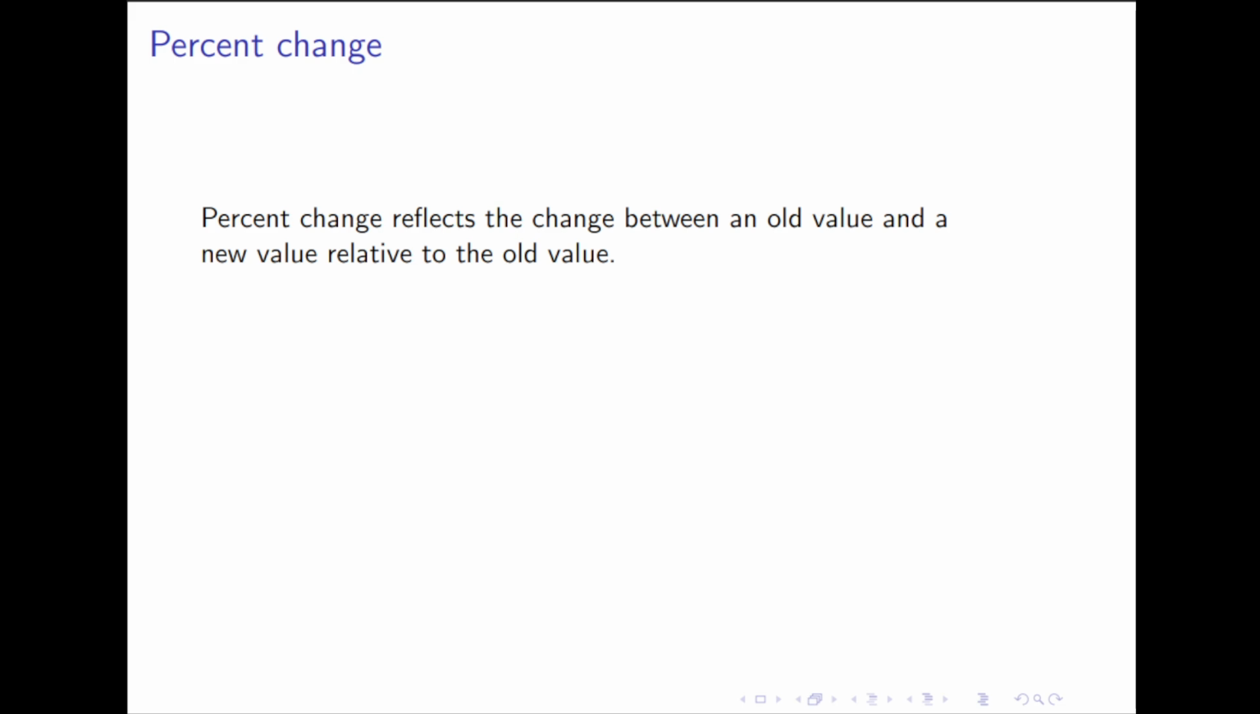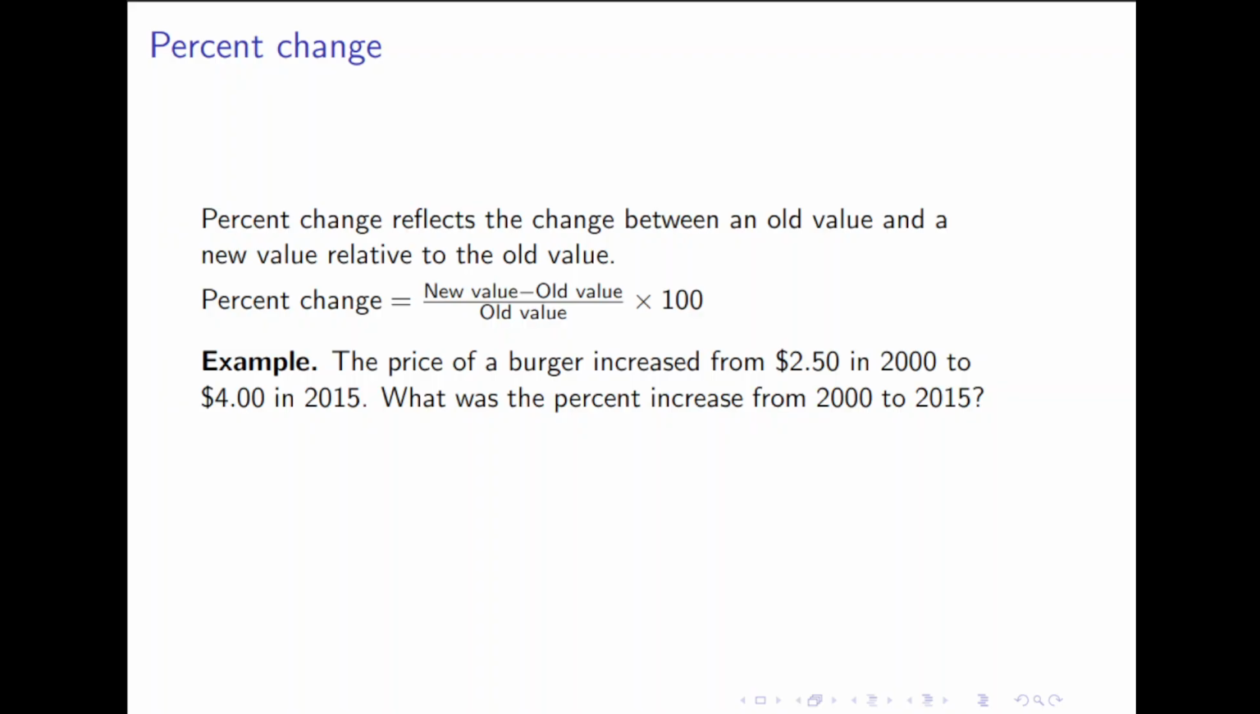Percent change reflects the change between an old value and a new value relative to the old value. The formula for percent change is new value minus old value divided by old value, all multiplied by 100. Let's look at this example. The price of a burger increased from $2.50 in 2000 to $4 in 2015. What was the percent increase?